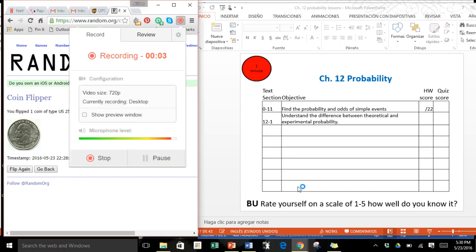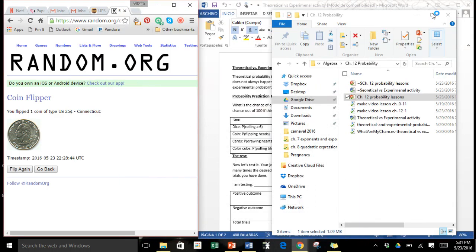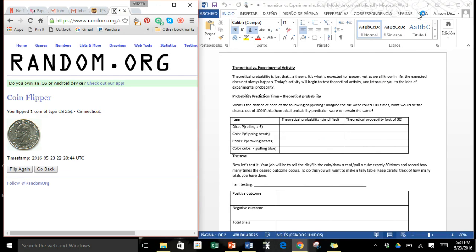Okay, today's lesson is on chapter 12-1, and we are looking at understanding the difference between theoretical and experimental probability. So, in order to do this, I have posted a worksheet about theoretical and experimental differences. And what I'd like you to understand is that theoretical probability is just that, a theory. It's what is expected to happen. Yet, as we all know in life, the expected does not always happen. Today's activity will begin to test theoretical probability and introduce you to the idea of experimental probability.